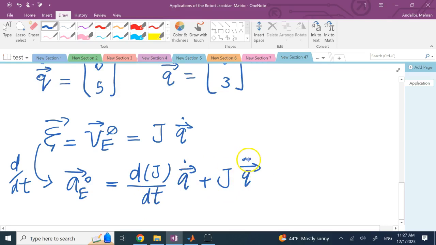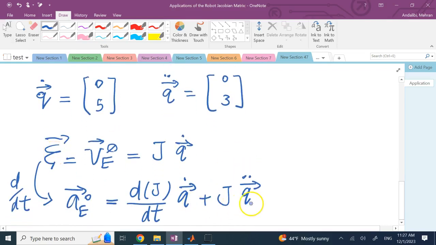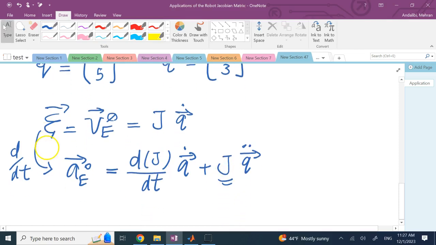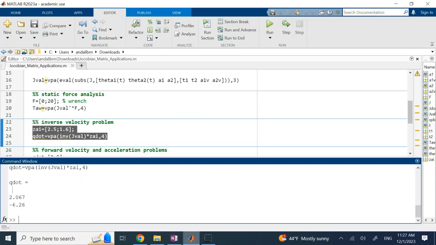Q double dot. Okay? And q dot and q double dot are given. J is calculated. The only thing is j dot. What is j dot at this moment? And that's what I did earlier.